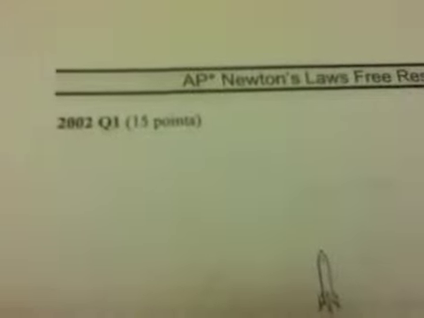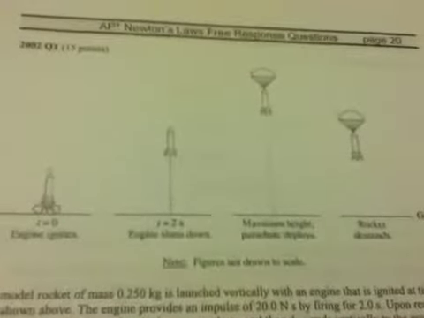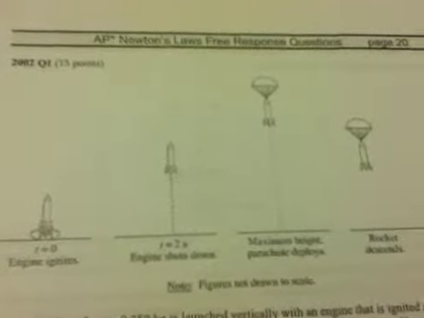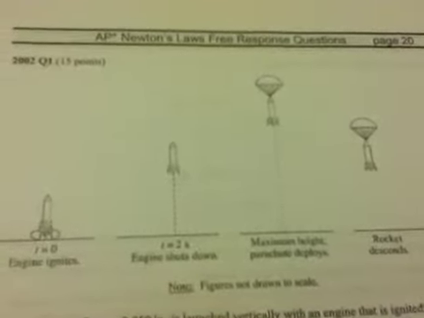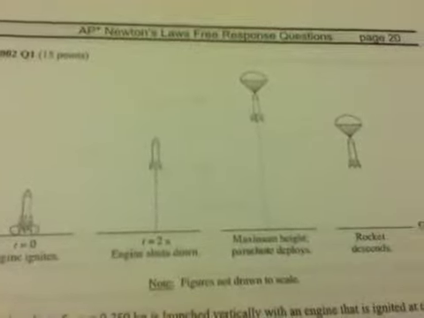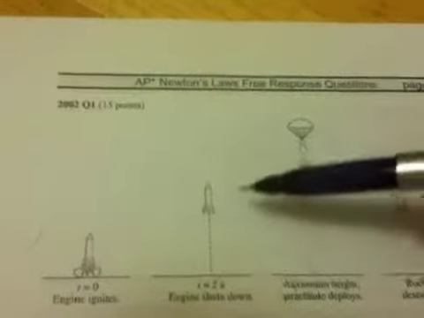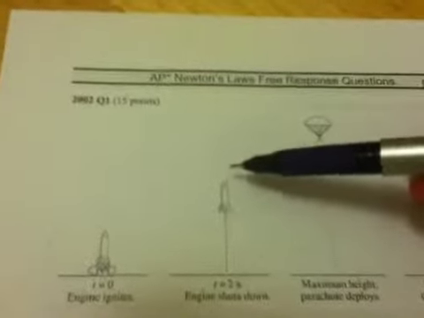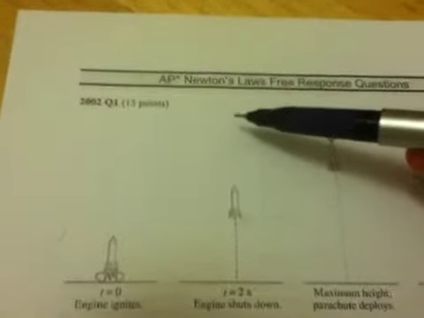All right, so we are on 2002 question 1 right now, and it is the one with the rocket. So we see that we've got 4 stages of the rocket. The first stage is the engine ignites, then after 2 seconds, the engine shuts down, and then at the maximum height, and we see that in this, we travel a little bit farther up after the engine shuts down, and that's just due to that velocity continuing to go up and slowing down and then coming back down.